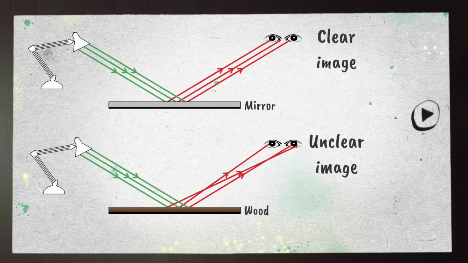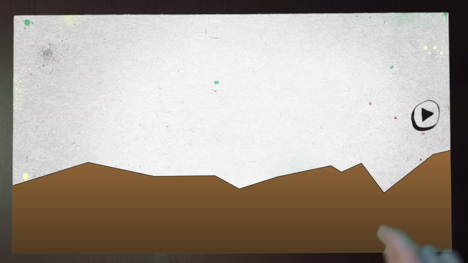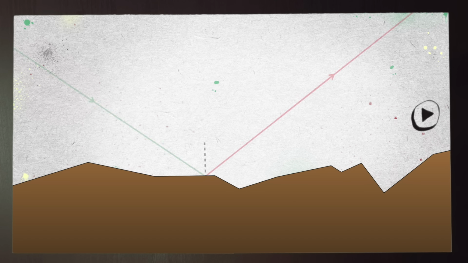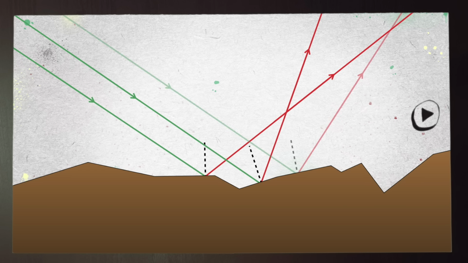And you might think the law of reflection doesn't apply to the wood, but it does. If you could zoom in really close to the surface of the wood, you'd see that it's uneven. Each ray still bounces off the bit of surface it reaches with an angle of reflection that is equal to the angle of incidence. And the result is rays bouncing off in different directions, preventing you from seeing a clear image.